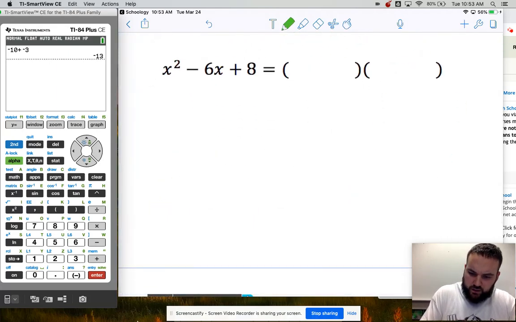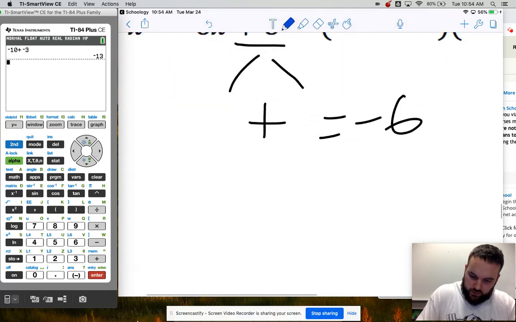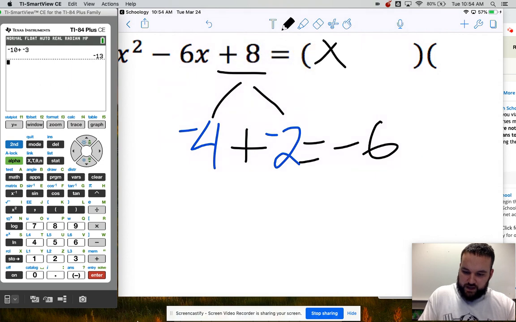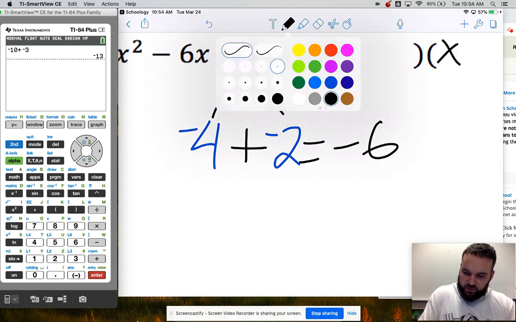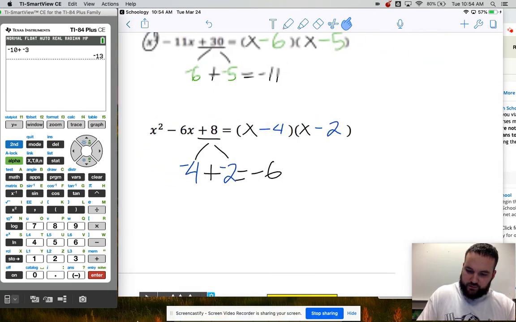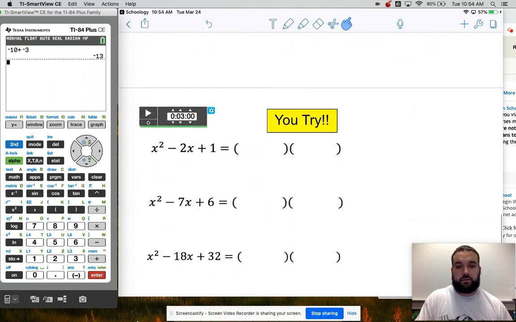If we try the same thing here, my C value is positive 8. So right away I'm thinking 4 and 2. At least, again, when I see 8, I'm thinking 4 and 2 right away. Now, since it's positive 8, I either need both of these numbers to be positive, but 4 plus 2 is not negative 6. Or if I make them both negative, then sure enough, this works out. So again, I've got x times x to give me the x squared in the beginning. And then minus 4 is one set of parentheses, and minus 2 is the other set. Okay. So we've successfully factored when b is negative.